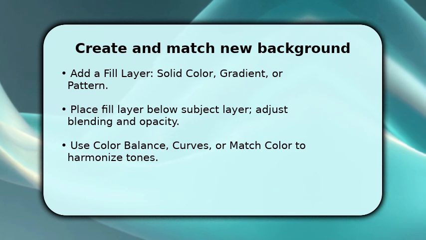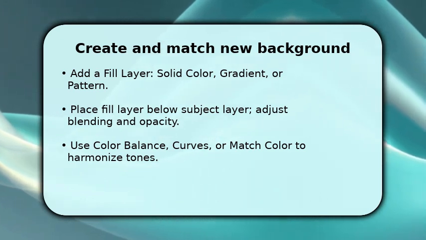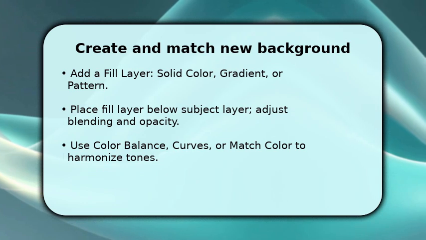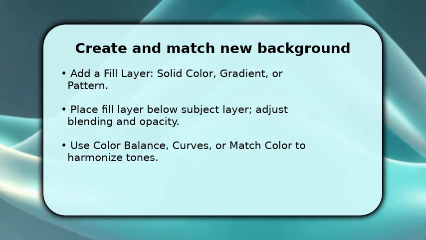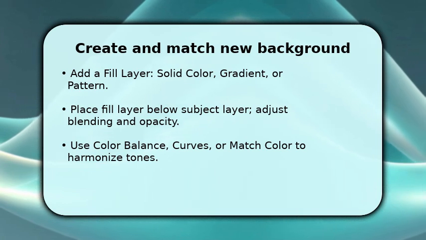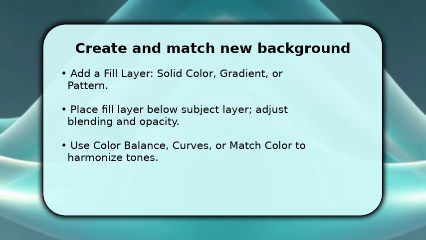Use curves or color balance on the subject or background to bring midtones and highlights into agreement. If necessary, apply a subtle Gaussian blur to background for depth of field. This helps the subject pop and reads as a single photograph. Finish by refining the composite so it looks seamless.